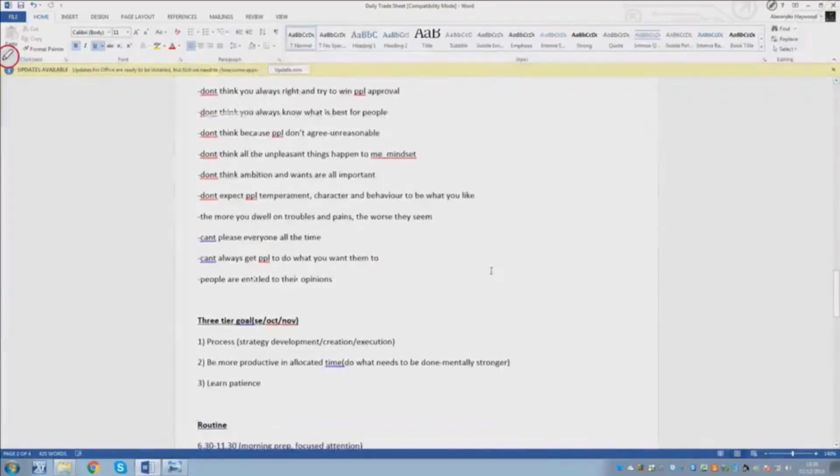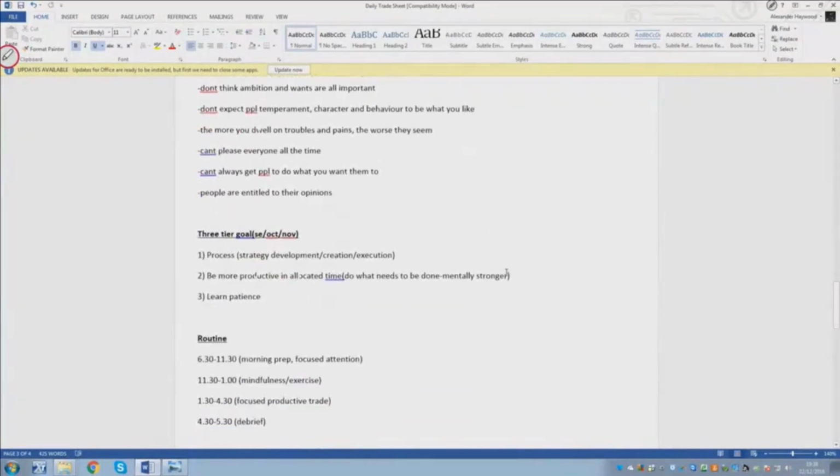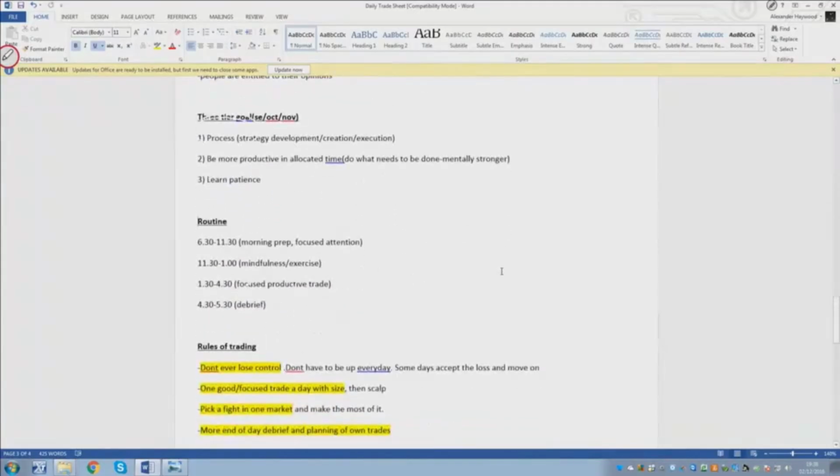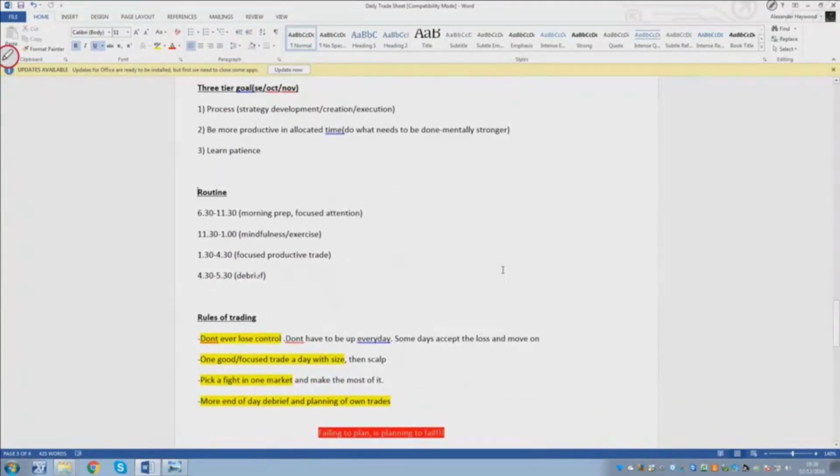And then some other things you would typically find are maybe 3-tier longer-term goals, or maybe a routine. What is your key routine to success? What type of routine do you need to show to effectively be successful in your endeavor? And then obviously your rules of trading.